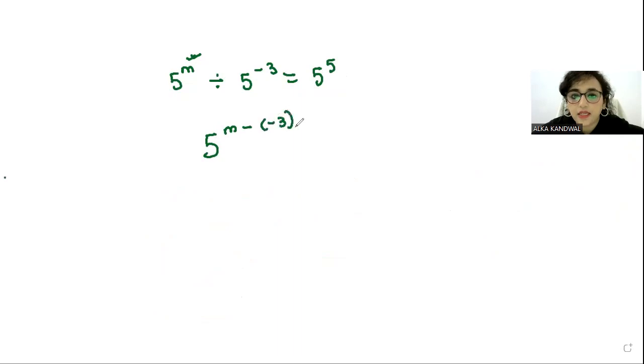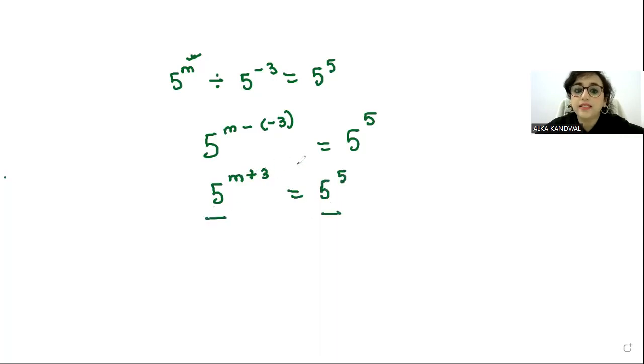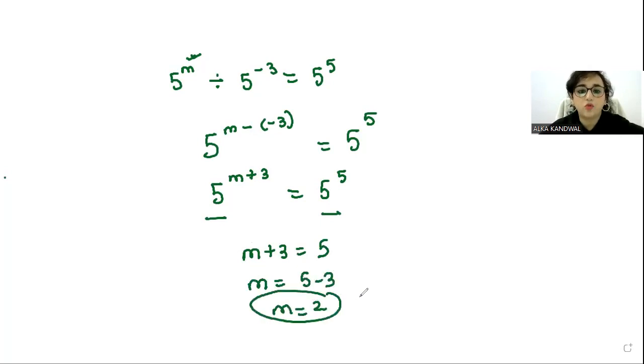M minus minus 3 is equal to 5 to the power of 5. So isko hum likh sakte hain 5 to the power of m plus 3 is equal to 5 to the power of 5. Since the base is the same, let us equate the exponent. Equate the exponent karenge to m plus 3 is 5. So what will be the value of m? M is equal to 5 minus 3. That is nothing but 2. So the value of m comes out to be 2.